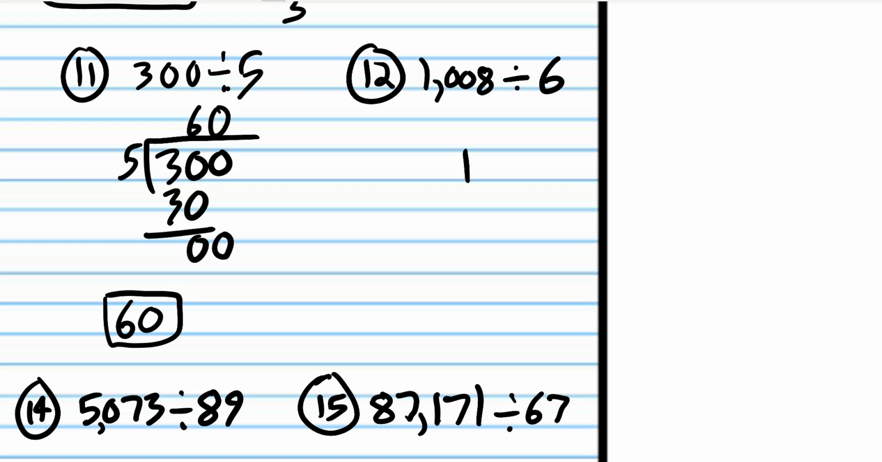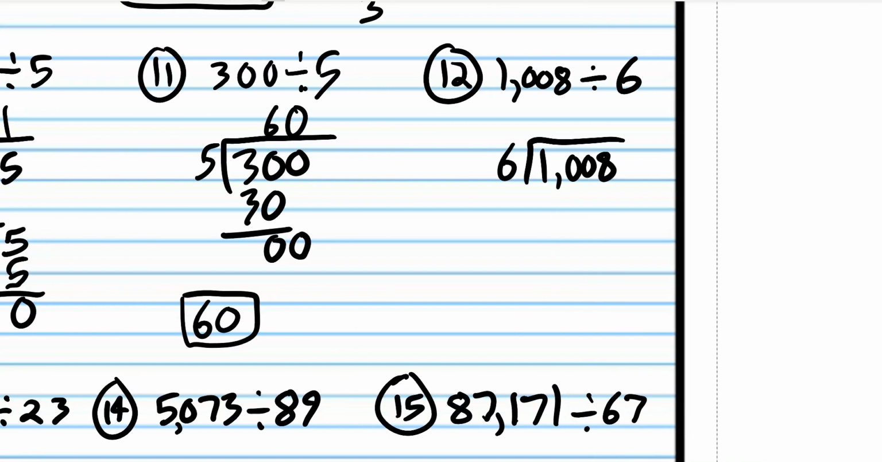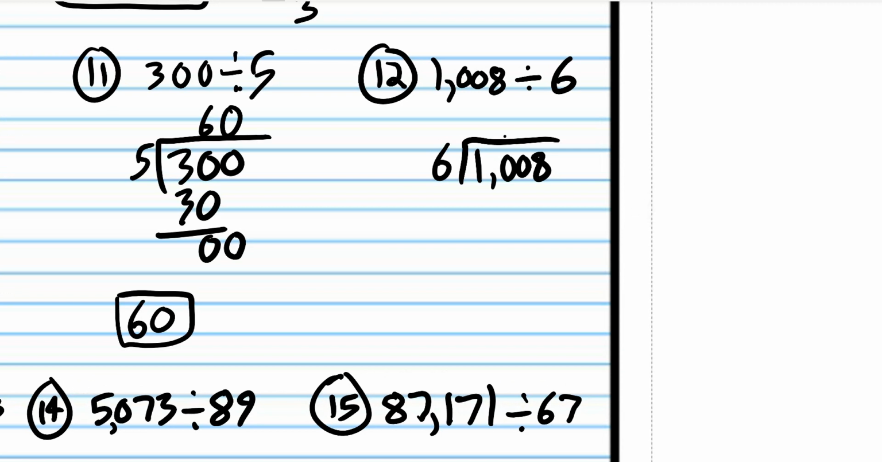All right, we're back. 1008 divided by 6. 6 doesn't go into 1, but it does go into 10. 6 goes into 10 one time. 6 times 1 is 6. And 10 minus 6, you can do that in your head. You don't really need to borrow from the 1 and make it 0 and then give the 1 to the 0, make it 10, and 10 minus 6 is 4. You don't need to do all that stuff. Just do 10 minus 6 in your head. It's a lot easier. All right, then as always, bring down the next number.